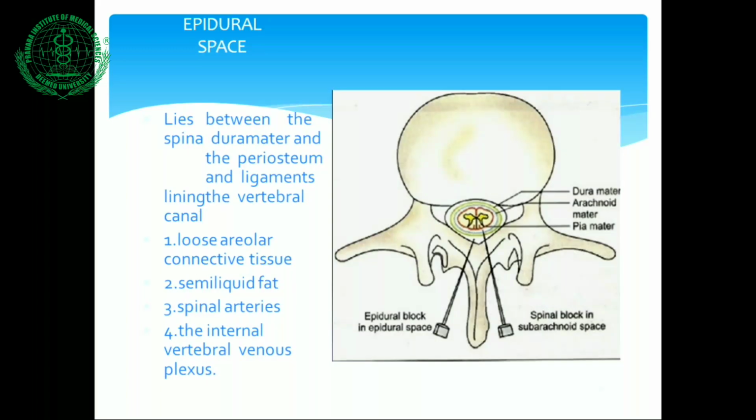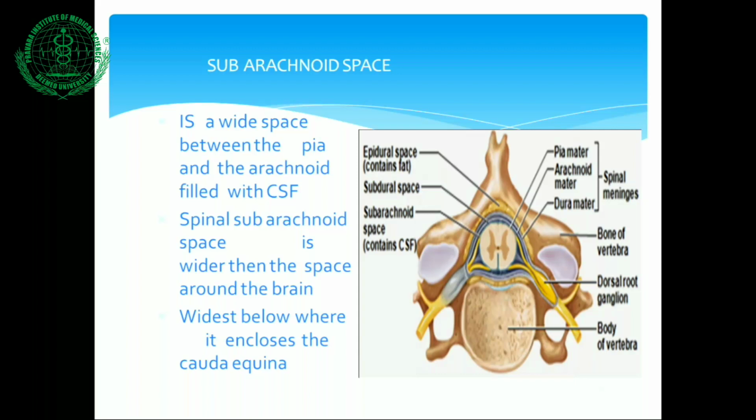Now after the subdural space, the next space is known as the subarachnoid space. The subarachnoid space lies between the arachnoid mater and the pia mater of the spinal cord. The peculiarity of the subarachnoid space is that it is filled with cerebrospinal fluid. The subarachnoid space is wider adjacent to the spinal cord as compared to the subarachnoid space surrounding the brain.